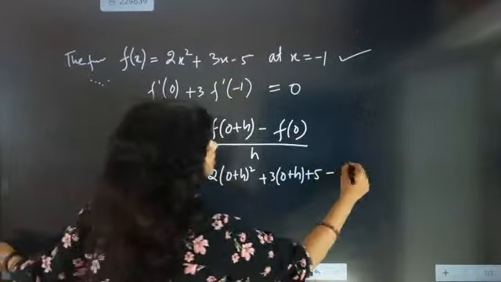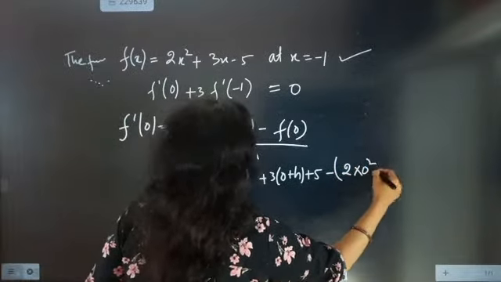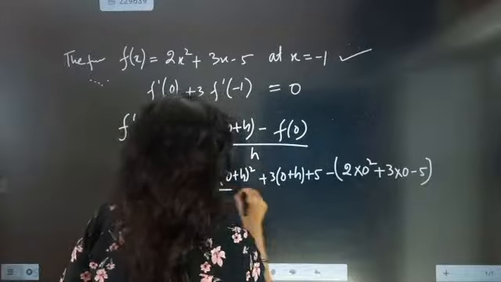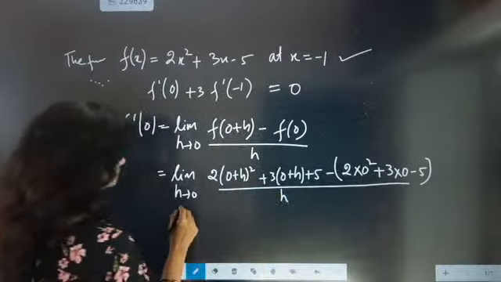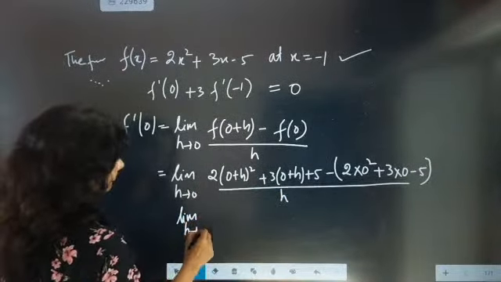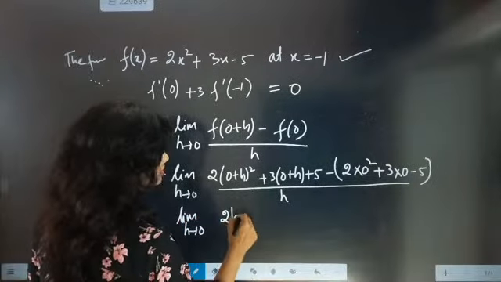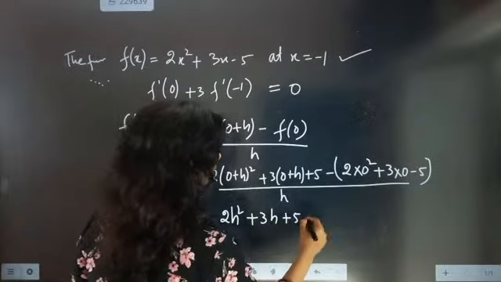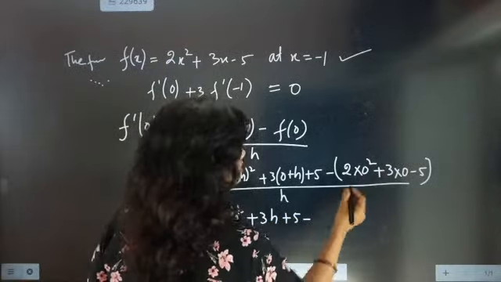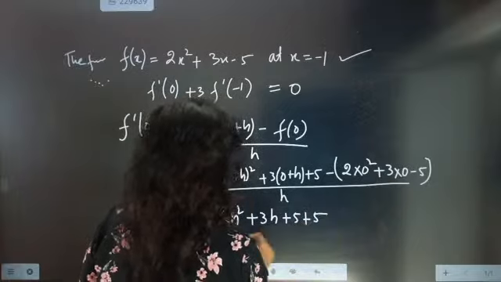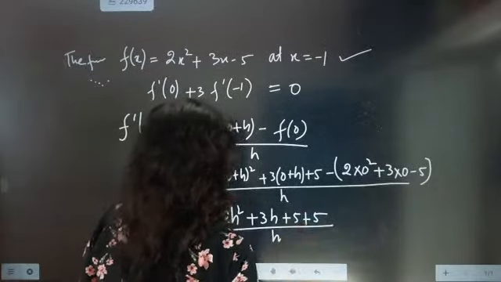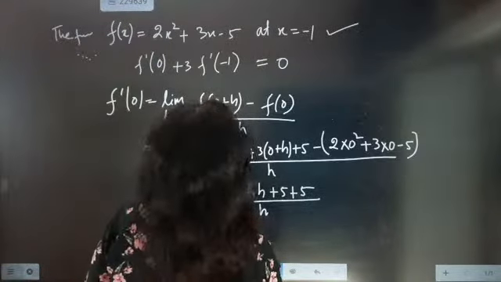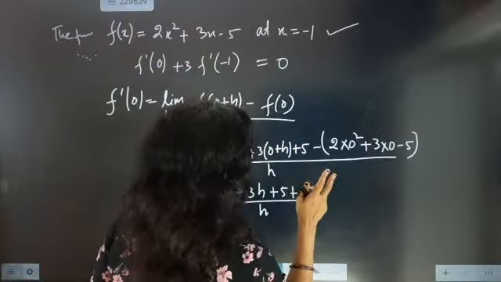minus 2 into 0 square plus 3 into 0 minus 5, by h. Now it is going to be 2h square plus 3h plus 5 minus, this is 0, this is 0, and minus 5 will become plus 5, by h. Is it going to be correct?